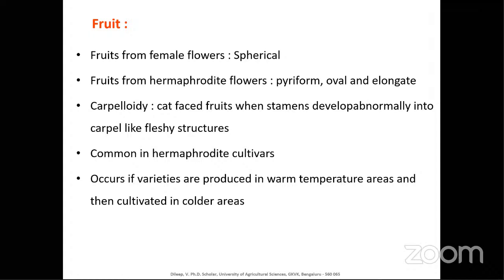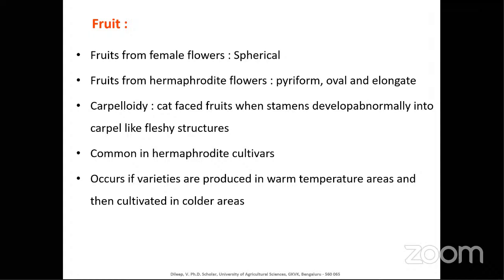Why does it happen? When the stamens develop into fruits, they will not completely develop into fruits, but into abnormal fleshy-like structures, and this is called carpellody. This is common in hermaphrodite cultivars. This carpellody occurs if the varieties are produced in a warm temperature but are cultivated in cooler areas.